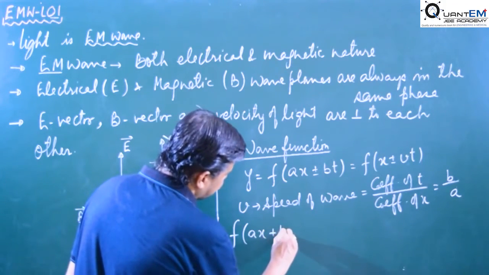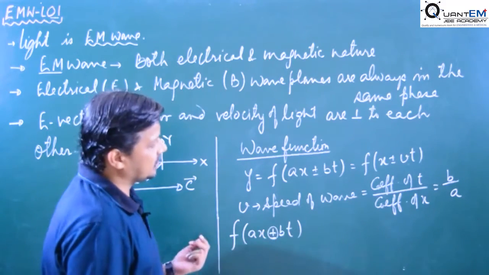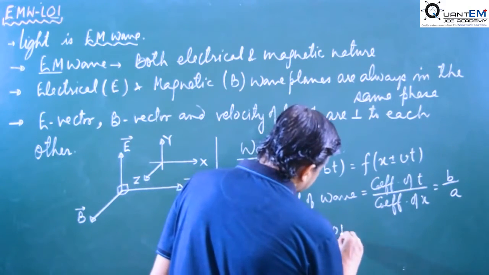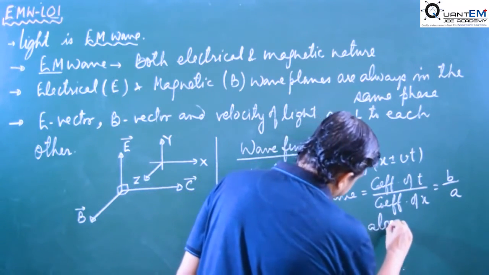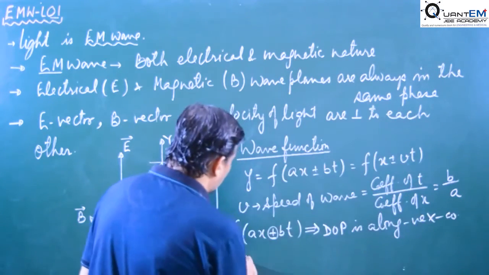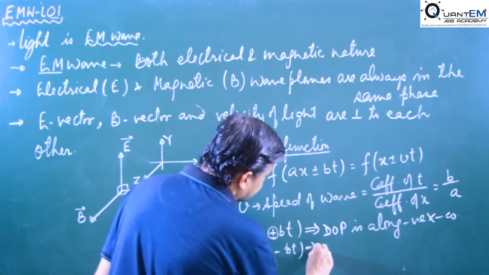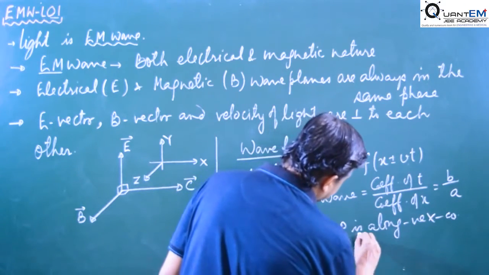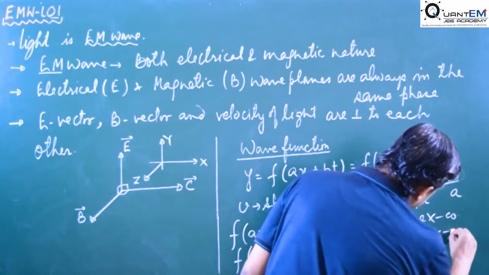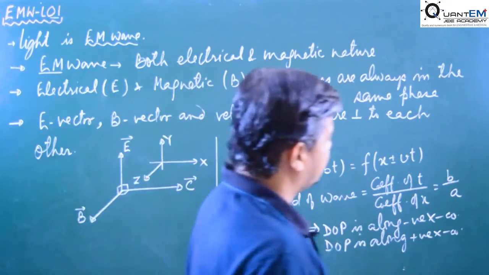Or in case f of ax plus bt, यहाँ अगर साइन पॉजिटिव हो, then direction of propagation is along negative x coordinate. और अगर ये f of ax minus bt है, it implies that the direction of propagation is along positive x coordinate. ओके, तो ये इंफॉर्मेशंस हमारे पास है.